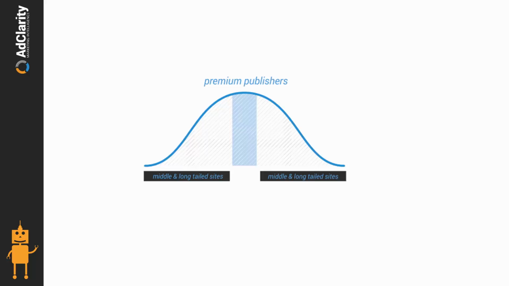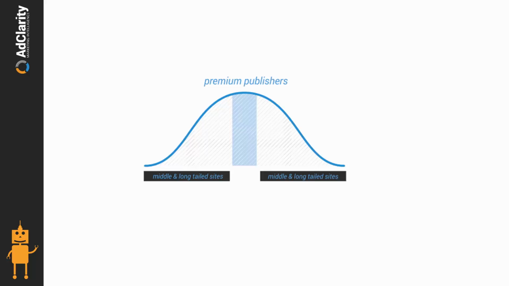Advertisers wanted to buy inventory space because of the publisher. And because of this, the majority of all ad spend was going to the premium publishers. No one had any interest in working with middle or long tailed sites. And all of this changed with programmatic.